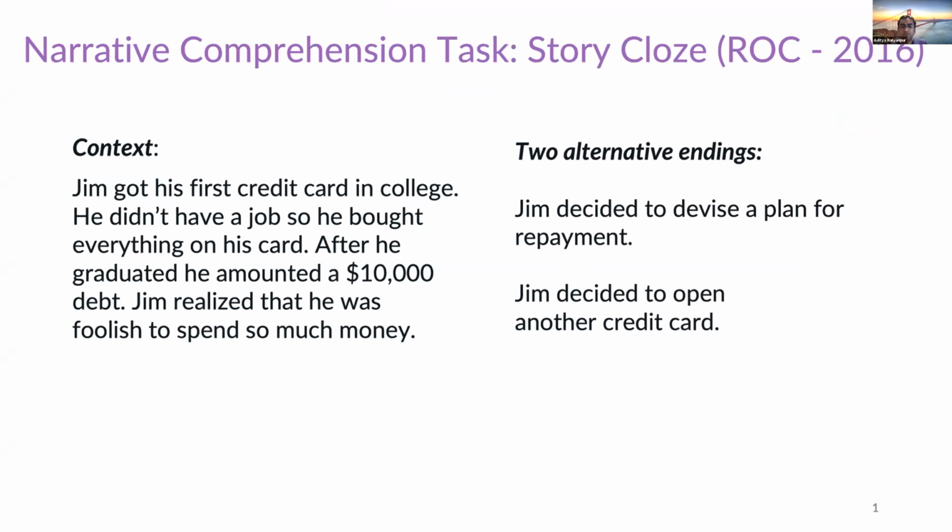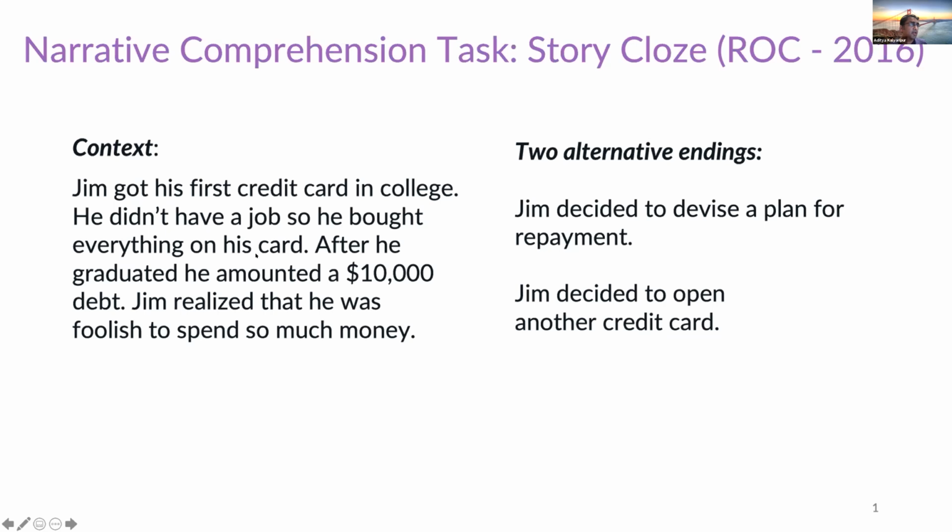This is the narrative comprehension task, and a particular variant of it called the story cloze, on the ROCStories dataset that came out in 2016. I don't know how many of you are familiar with this, but the task is very simple. You're given a short story and two potential endings, and the task is to pick what ending makes sense given the context of the story.